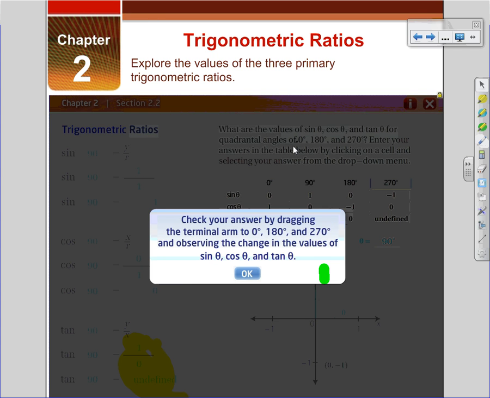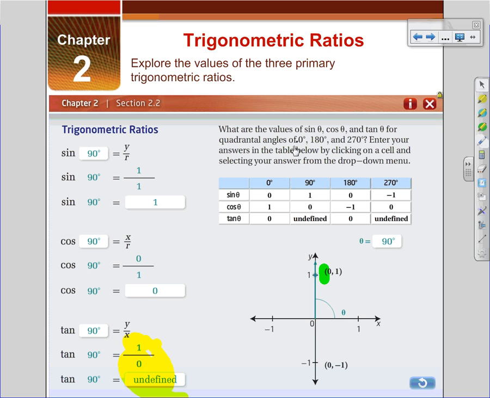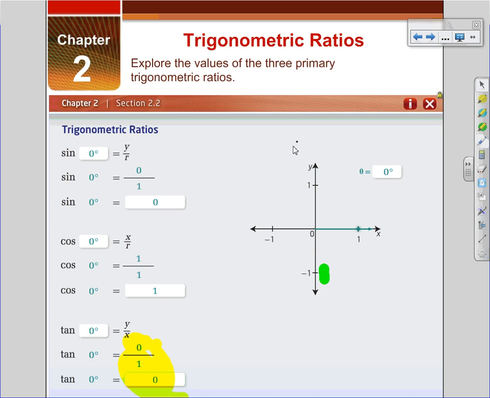So how does that apply to a problem? It says check your answer by dragging in the terminal arm and checking to make sure. So let's just do that. Let's check and make sure that that's possible. So if we go to here, is that what we had at 90? Yeah. The values were 1 and 0, etc.